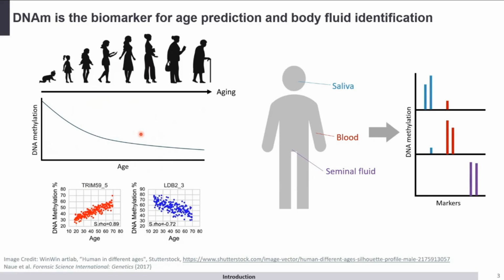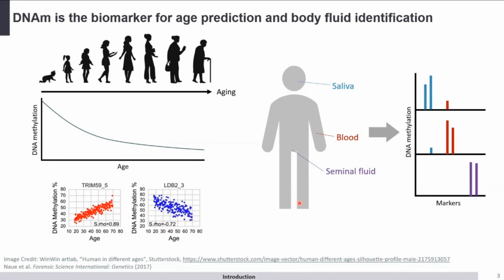However, for age prediction, our focus often narrows down to specific CpG sites linked to age. The methylation level at such a site may correlate either positively or negatively with age. For instance, there are two age-associated CpG sites. The red one here shows methylation increases with age, while at the blue site, methylation decreases with age.